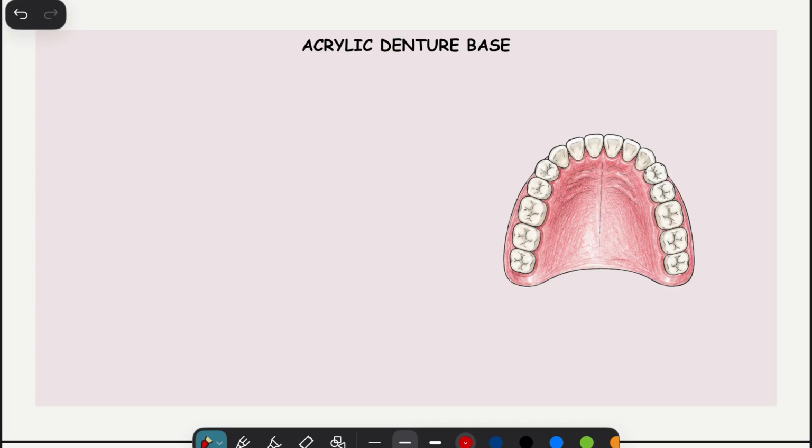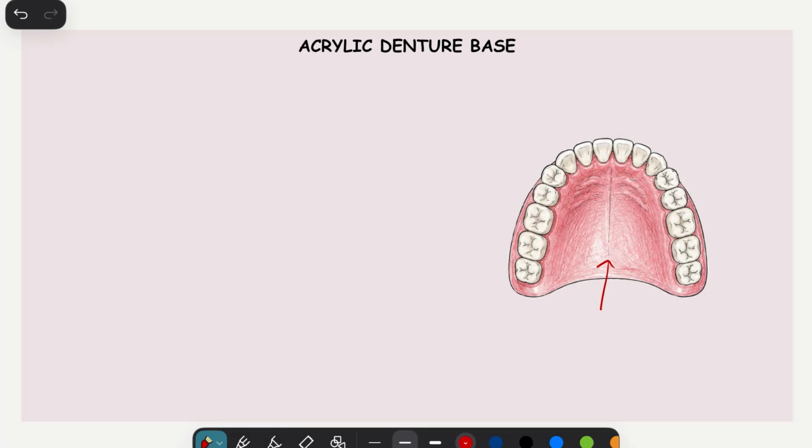Now let's see the acrylic denture bases. So it is the most commonly used denture material. It is easy to fabricate and economical. So this pink structure that you are able to see here is the acrylic denture base. Okay. Now, acrylic denture base has its own advantages and disadvantages. So let's see them one by one.